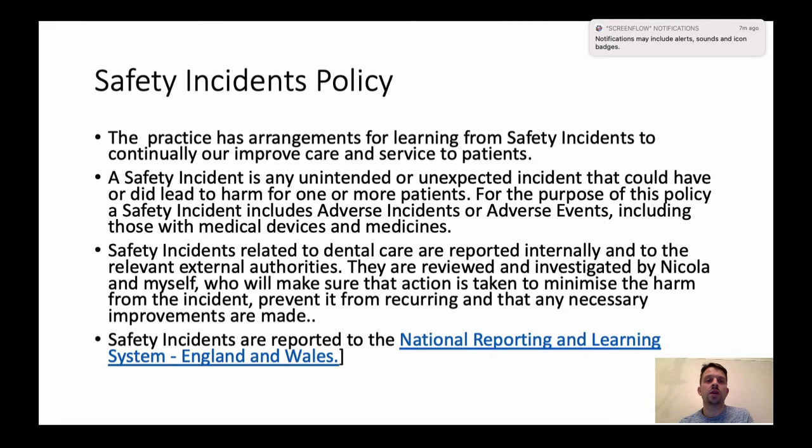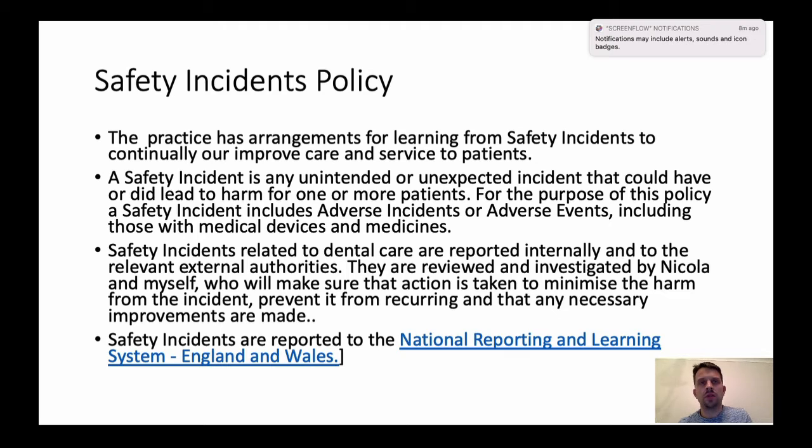Safety incidents policy. Obviously, accidents can happen. We need to make sure that they are recorded. Anything that does happen needs to be reviewed and investigated by Nicola and myself. We'll make sure that actions are taken to minimise the harm from the incident to the parties involved, but also to prevent it from reoccurring and that relevant improvements are made.